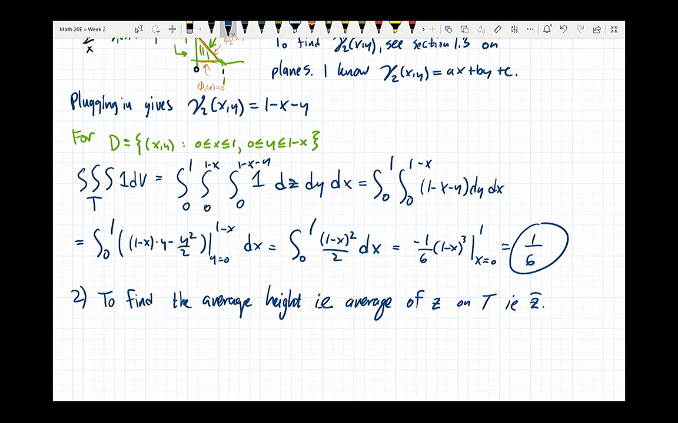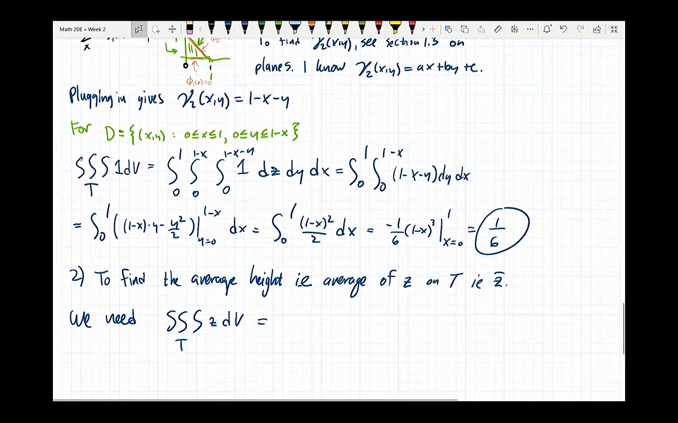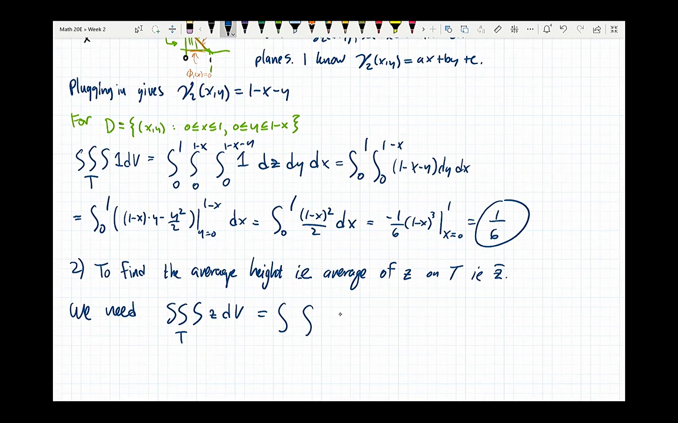So to find the average height, we need the integral of z dv. Again, this is just straightforward plugging and chugging because we already know all the bounds. Does anyone have questions, though? You can ask questions. I think I'm actually going to finish on time, amazingly.